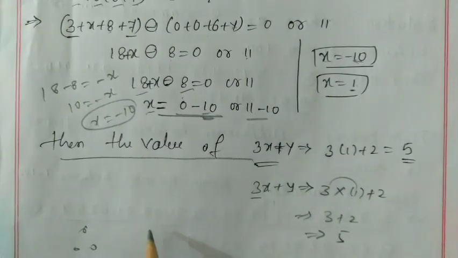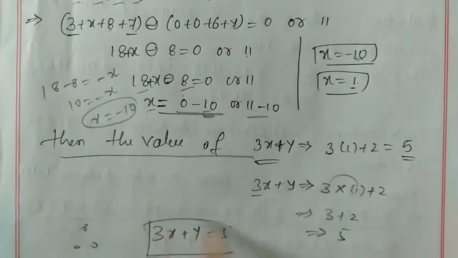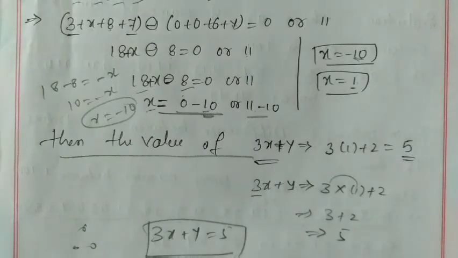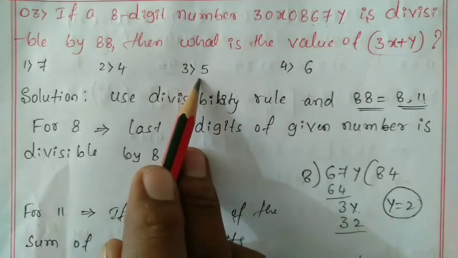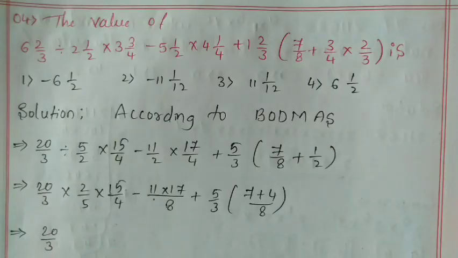So therefore you can write here, therefore 3x plus y equals 0, right? So the correct answer is 5, that is the third option is correct. Next I will go to the fourth question.